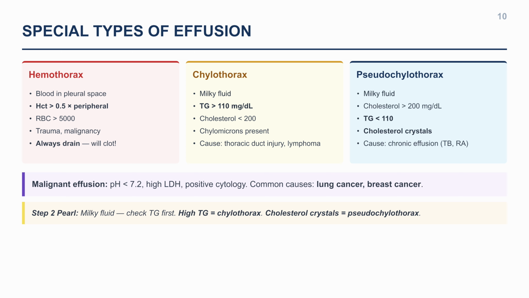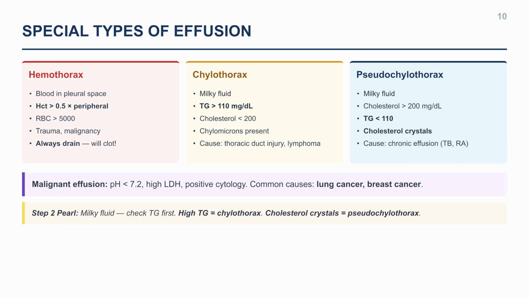Hemothorax is blood in the pleural space, defined as pleural fluid hematocrit greater than half the peripheral hematocrit, or red blood cells greater than 5,000. Causes include trauma and malignancy. Always drain a hemothorax to prevent clot organization.